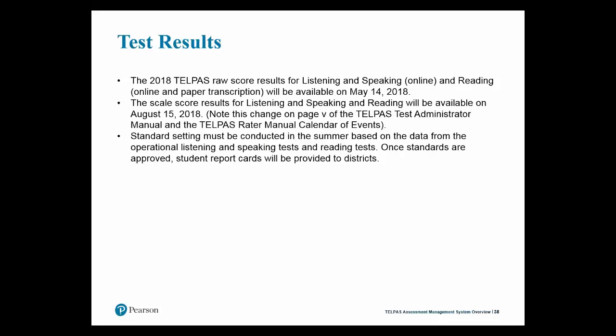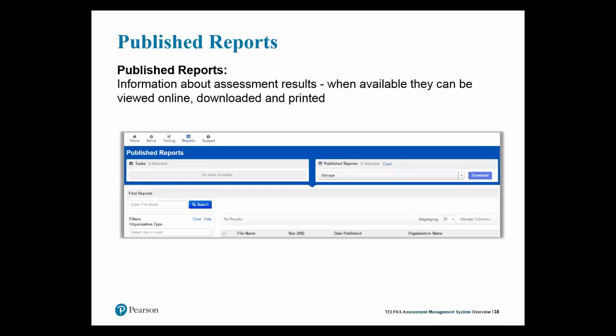And just a note here on the test results, remember listening and speaking is new for this year, so we will have the raw score results for listening and speaking online and reading for the online and paper transcription. Those raw score results will be available on May 14th. The scale score results for listening and speaking and reading will be available come August 15th. And that last bullet there is just a note about how standard setting has to be conducted in the summer. So again, that is information on your test results. When the results are available, you'll be able to find them under Reports, Published Reports, making sure again that you have the correct test administration selected up on the top right.